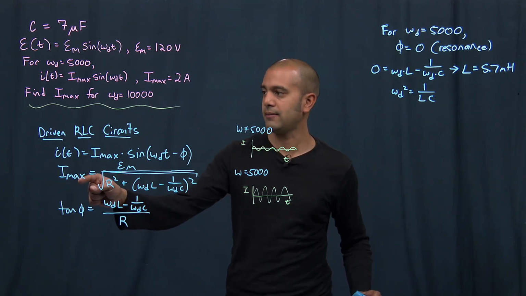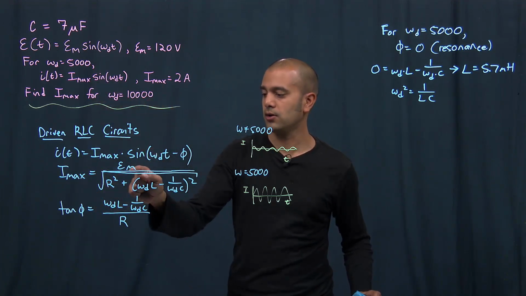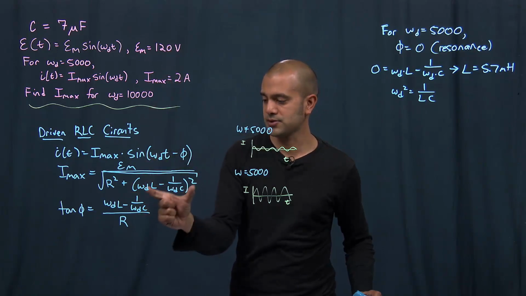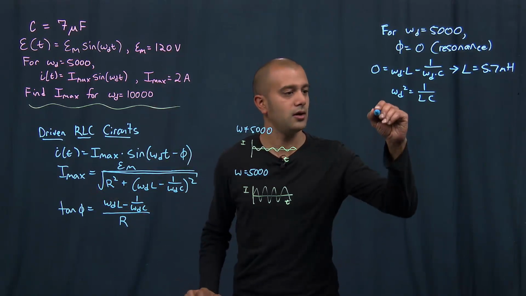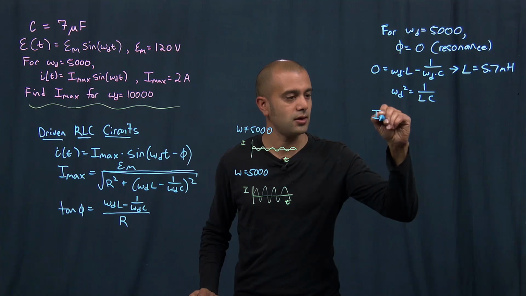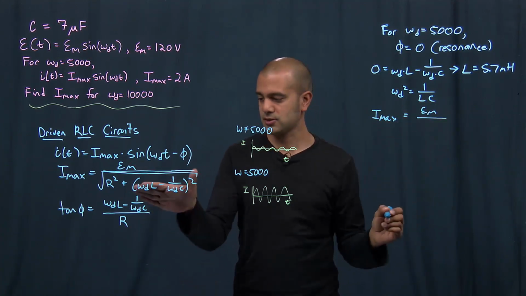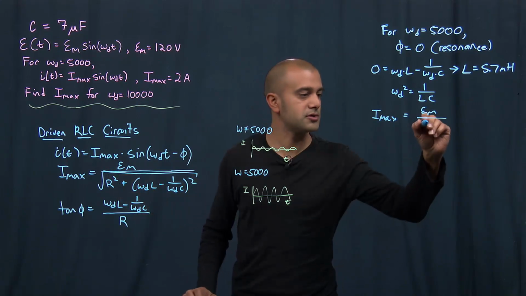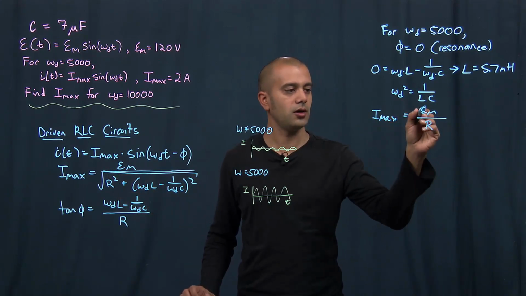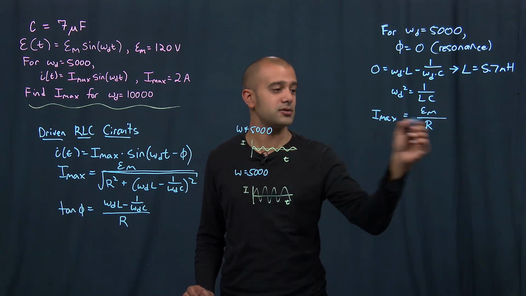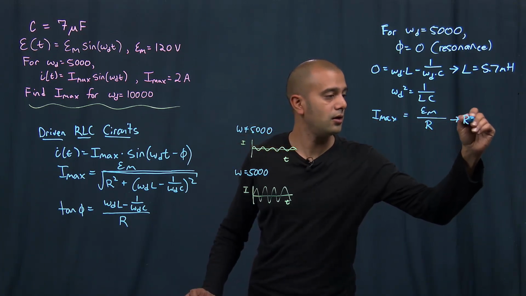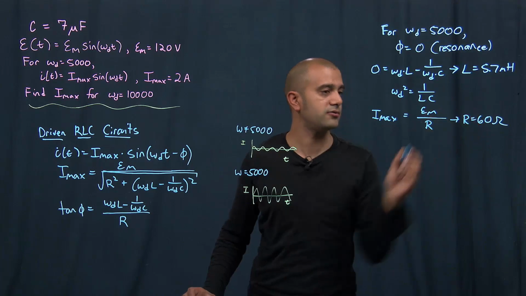All right, so going through the mathematics here, finally solving for the resistance, we know that the I max at 5,000 is 2. We know epsilon m is 120, and we know that this term is 0. So I max equals epsilon m over, this term goes away, so you have r squared square rooted, which is r. Plugging in 120 for epsilon m and 2 for I max, you're going to get r equals 60 ohms.